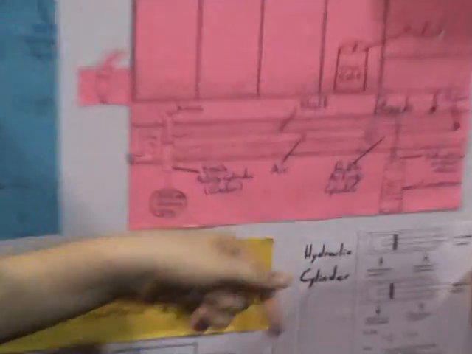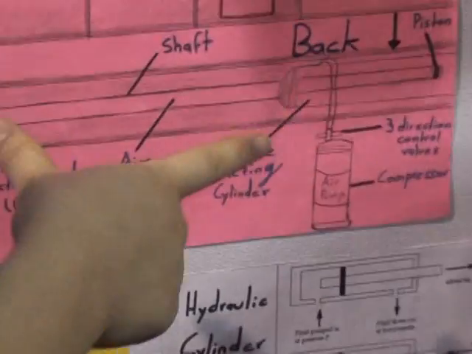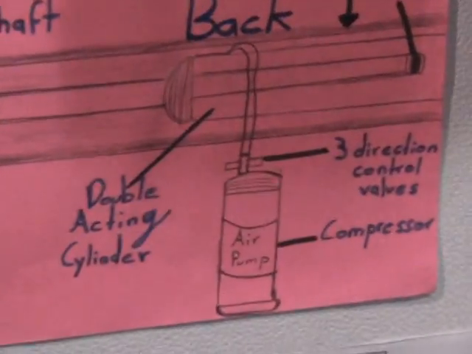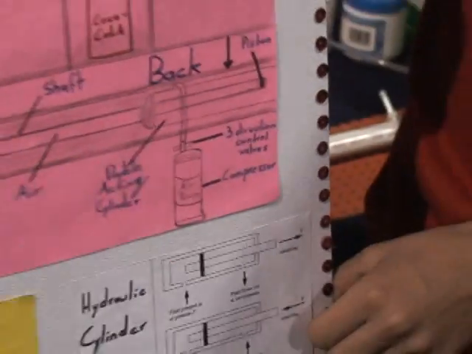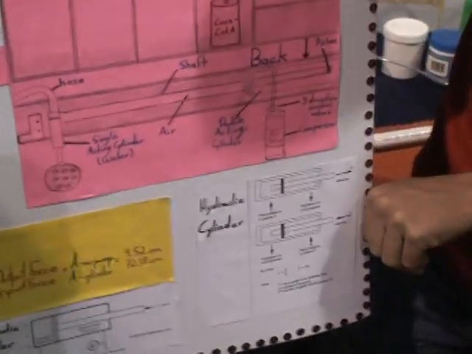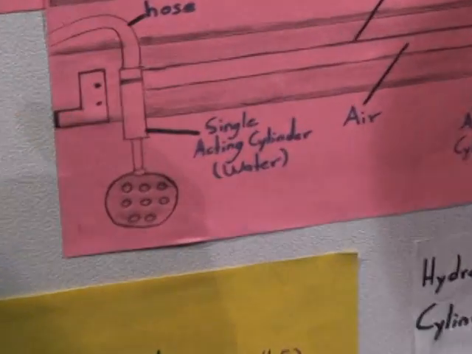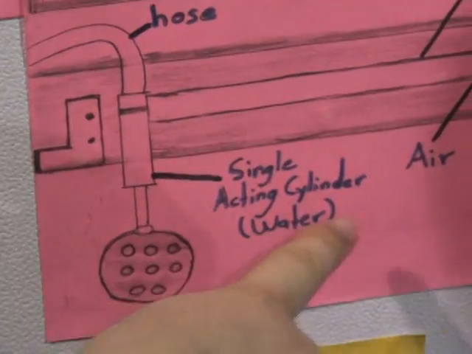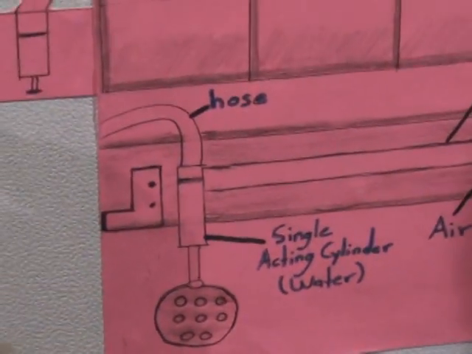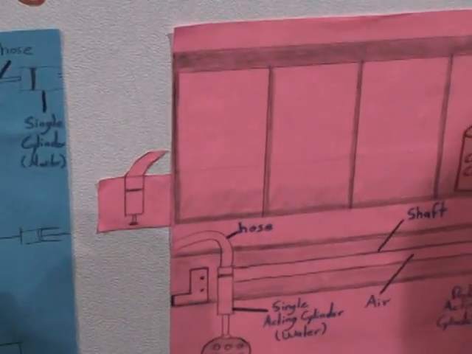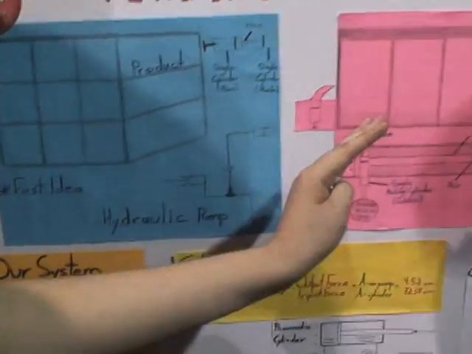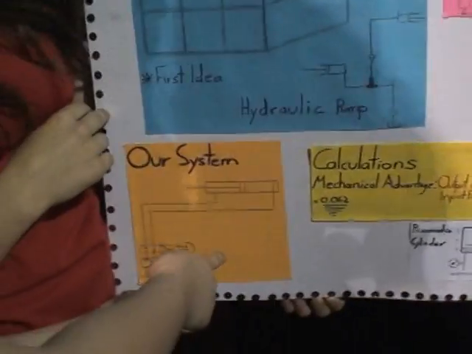The pneumatic system consists of an air pump and a double-acting cylinder. The double-acting cylinder is the one that moves in two directions, back and forth, and uses air. And the hydraulic system works with two single-acting cylinders that move only in one direction, connected with a hose. This pneumatic system is shown here with symbols.